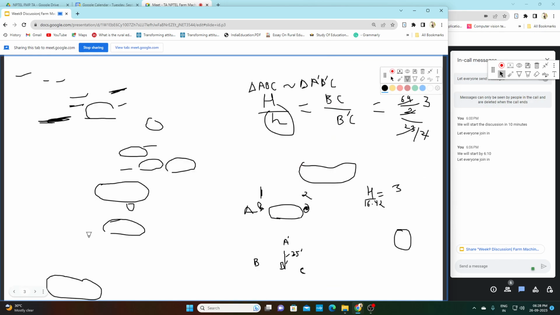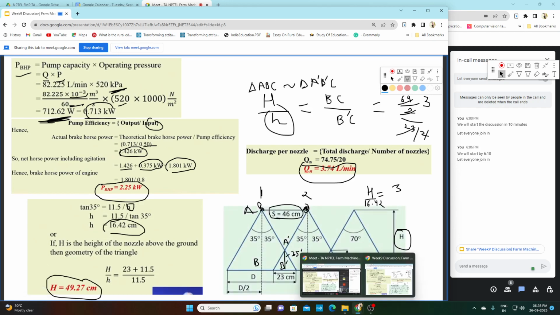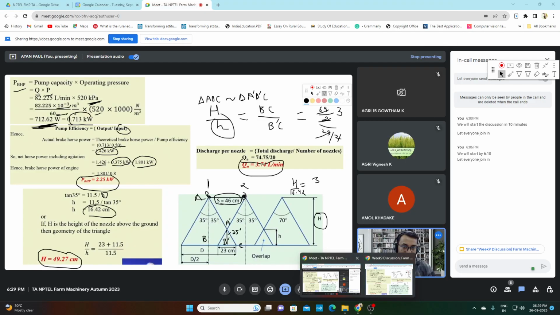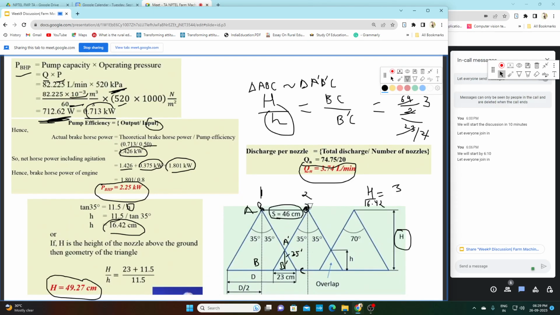Any doubt in this question, any part? Please ask. Any doubt, any question? Okay, so I guess these parts are clear. So our first question is over. Similarly, we will move to the next question.